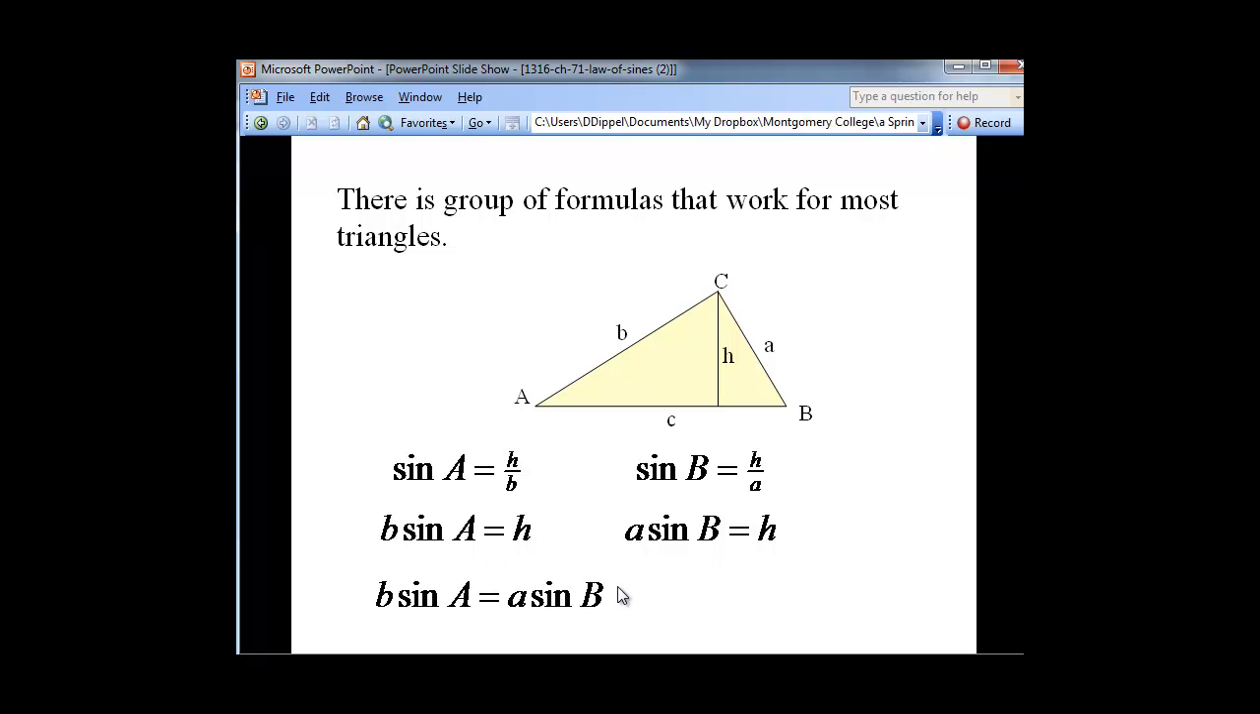So b sine A is equal to a sine B, and then we can isolate the a's and b's. We can move this a under sine A, this b under sine B, and what you're left with is sine A over a is sine B over b. We can do this again, moving where the h is, and that gives us sine C divided by side c. So you can take the sine of an angle divided by its corresponding side, and it has to equal the sine of another angle divided by its corresponding side, or sine C divided by c. And that's called the law of sines.